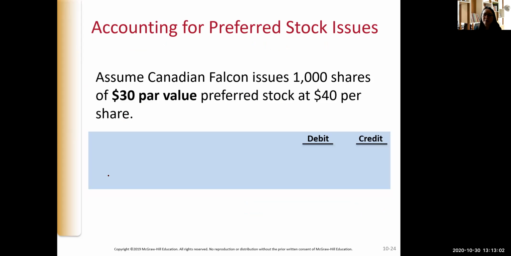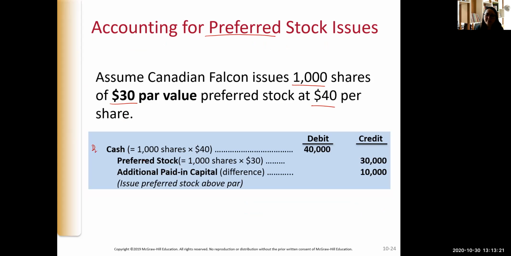Okay, so let's look at how we issue preferred stock. For example, assume Canadian Falcon issued 1,000 shares of $30 par value preferred stock at $40 per share. Exactly the same thing. You will debit cash of $40,000, credit preferred stock for 1,000 multiplied by 30, and credit additional paid-in capital, which is 40,000 minus 30,000, so 10,000.